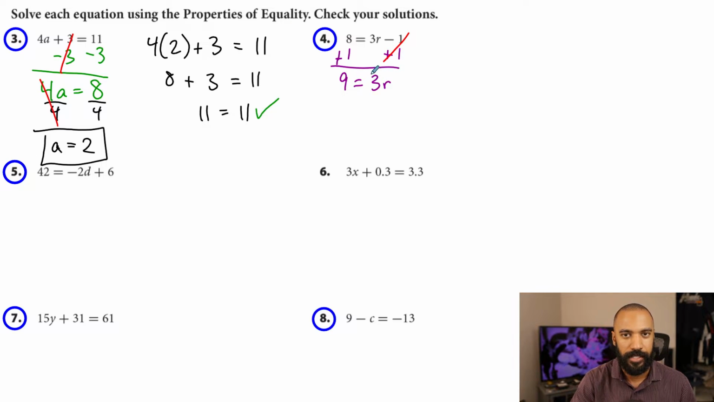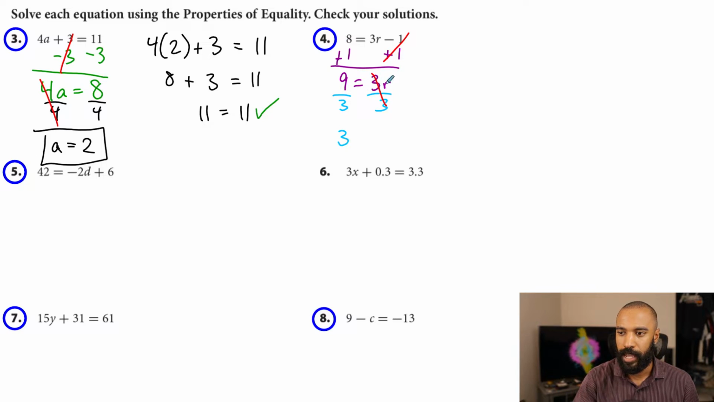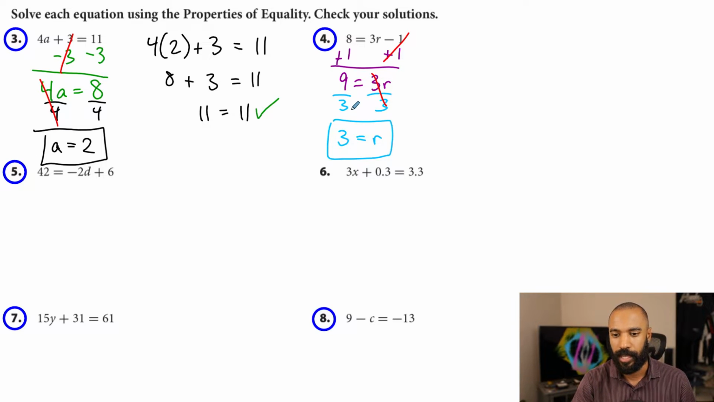3 times a number is 9. To figure out what that number was that I multiplied by 3 to get 9, you divide 9 by 3 to figure that out. And 9 divided by 3 is 3. 3 divided by 3 is 1, and 1r leaves me with what I'm looking for. 3 equals r, or r equals 3. That is the solution to that one.